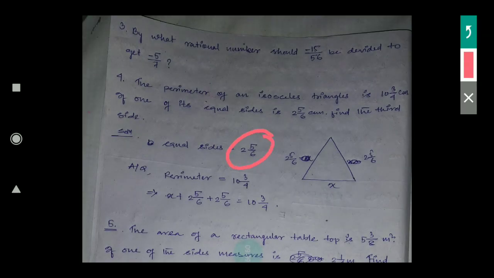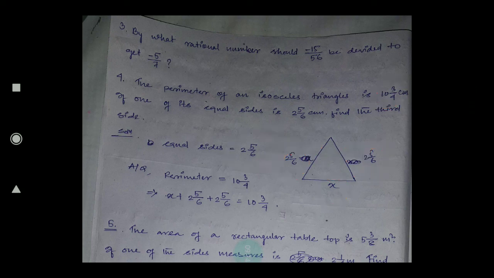So these two are equal sides, I have written 2 5/6 and 2 5/6. Perimeter means the sum of all the sides, so 2 5/6 plus 2 5/6 plus x is equal to the perimeter, 10 3/4. After that addition, we will get the x.